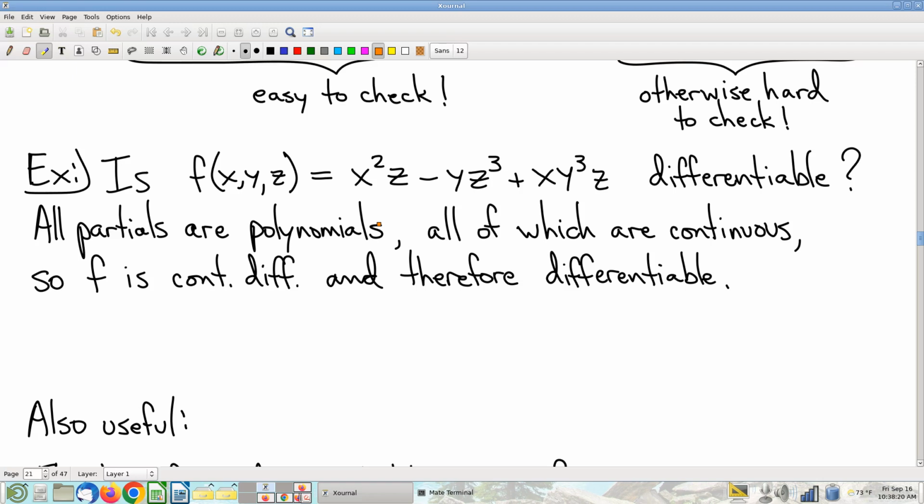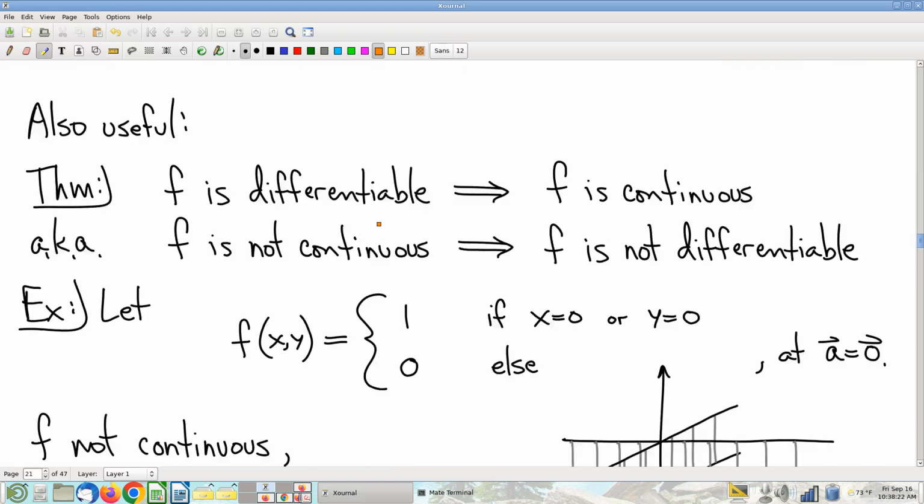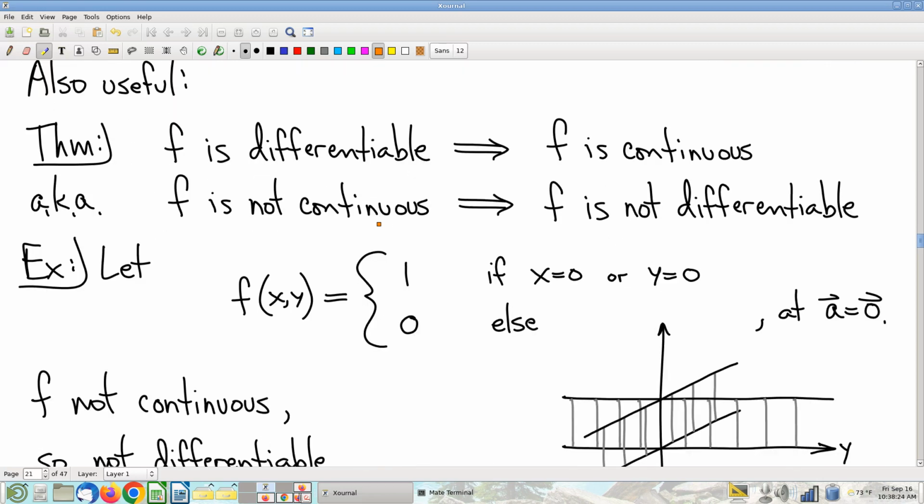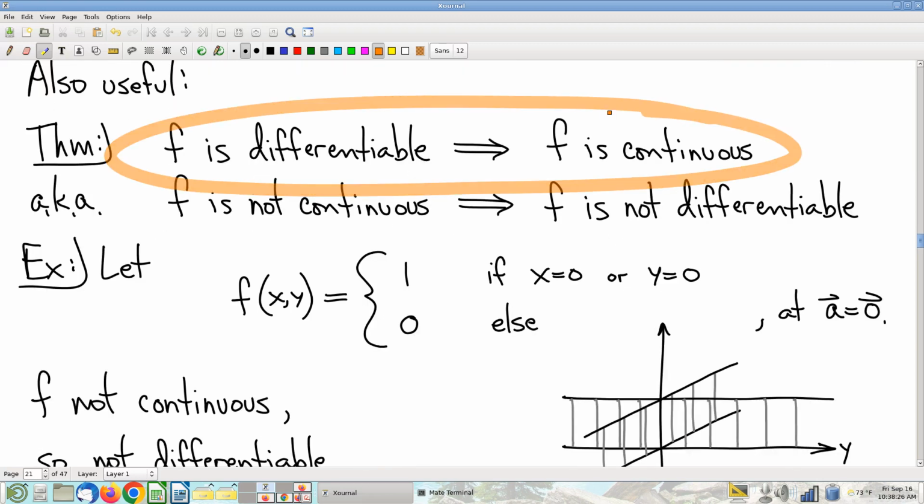Okay. All right, another cool fact. And again, I'm not going to prove this. This is just an assertion. But if a function's differentiable, then it's continuous. That's a nice fact to know. Even more useful, though, is what we call the contrapositive. Do y'all remember the contrapositive? If you have A implies B, the contrapositive is the statement, not B implies not A.